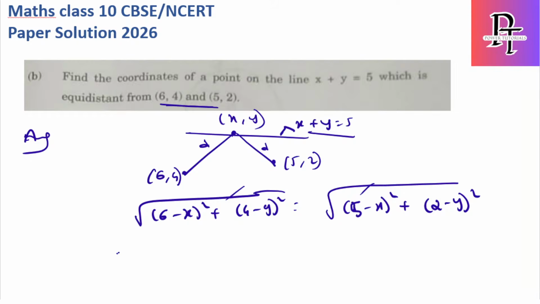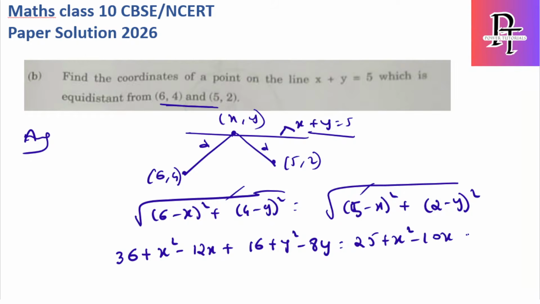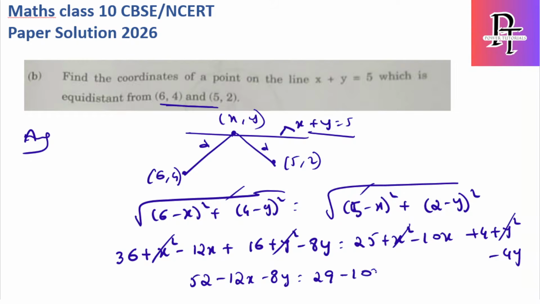Okay, so this becomes 36 plus x square minus 12x plus 16 plus y square minus 8y is equal to 25 plus x square minus 10x plus 4 plus y square minus 4y. So let's cancel out y square and x square. So this becomes 36 plus 16 is 52 minus 12x minus 8y is equal to 25 plus 4 is 29 minus 10x minus 4y. Let's move everything to the left side.